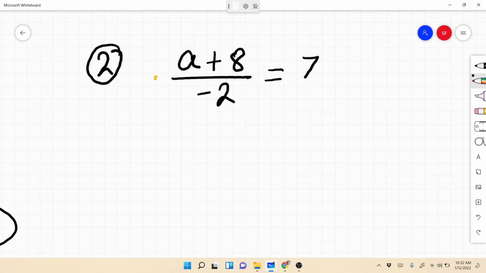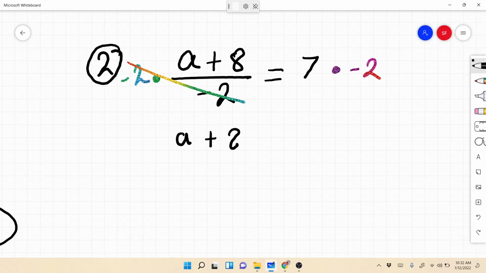Multiplication. So we're going to times -2 on both sides. So times -2, and then over here we're going to times -2, right? And then those -2's will cancel. And then we bring down everything we haven't touched, right? So we're going to bring down a plus 8 equals, and then 7 times -2 is what? -14.